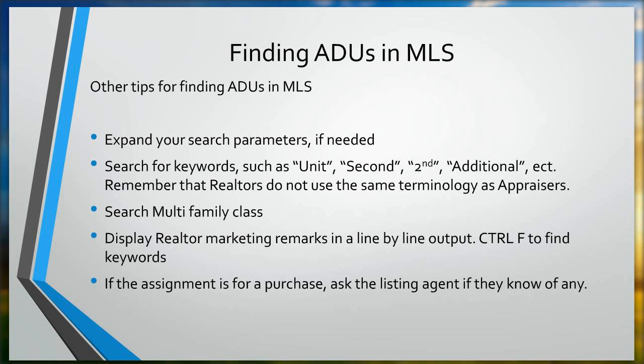Search the multifamily class. Sometimes a realtor will stick a single family home with a small additional unit in the multifamily class, and sometimes you can find them there. And one other trick that I use is you can display the marketing remarks in a line-by-line output that the realtors are inputting, and then use the keys Control F to find any keywords. And if the assignment is a purchase, ask the listing agent if they know of any. Sometimes when they do their CMAs, they knew of a property down the street that had a unit in the back that maybe wasn't disclosed in the listing.